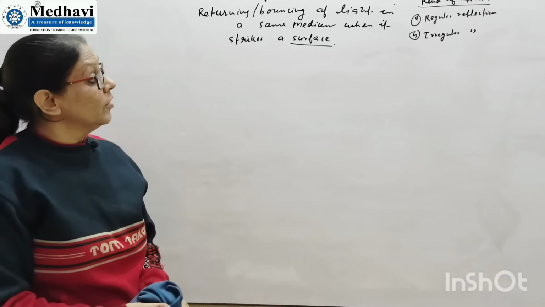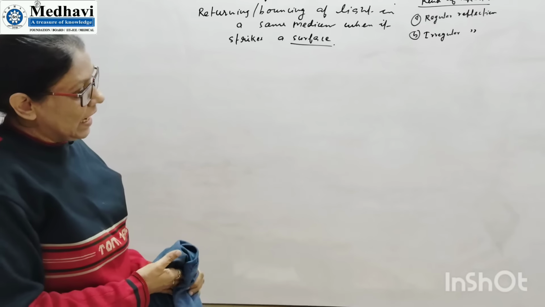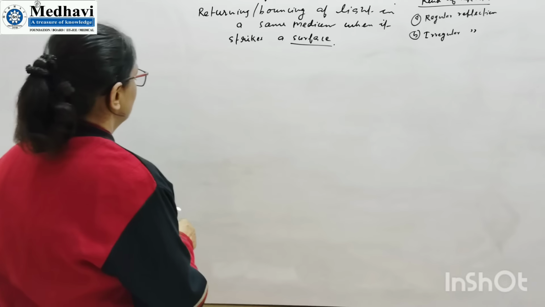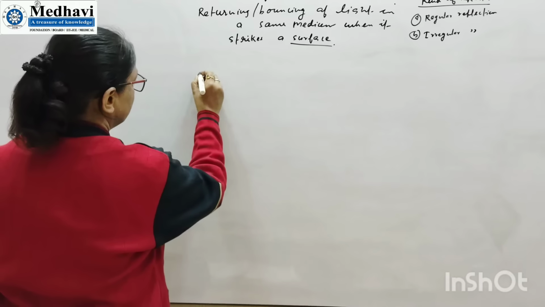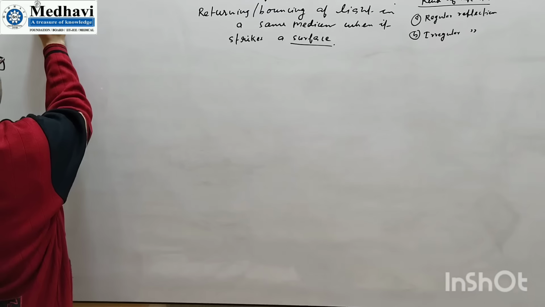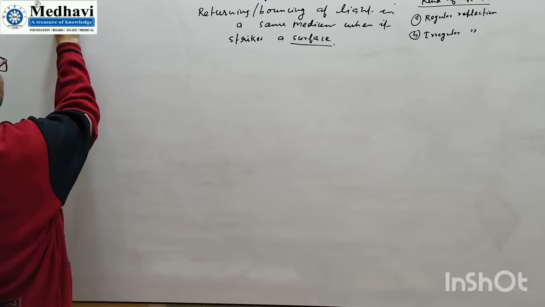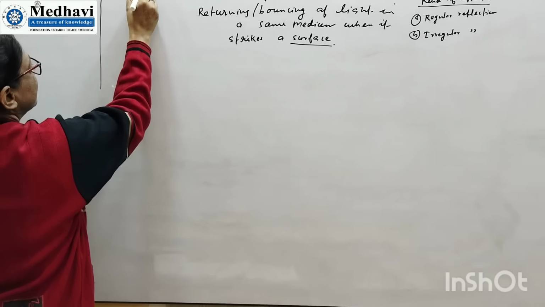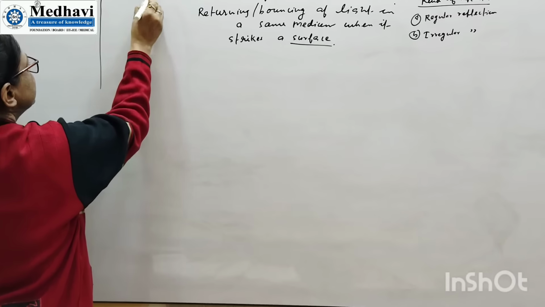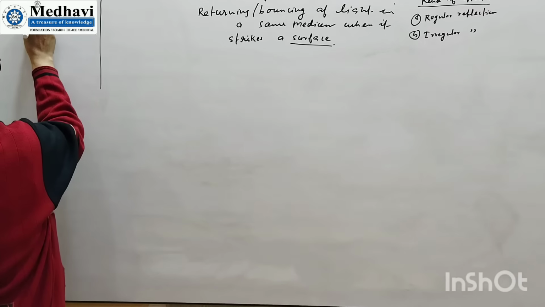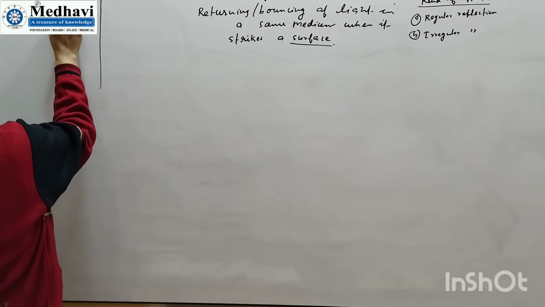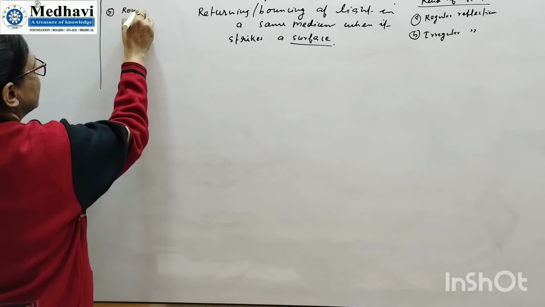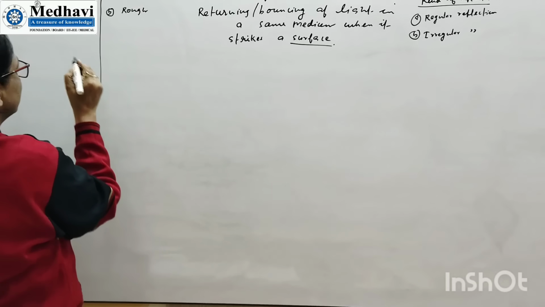So we have to discuss kinds of reflection. Here, regular and irregular. Regular takes place from smooth surfaces, whereas irregular takes place from rough surfaces.